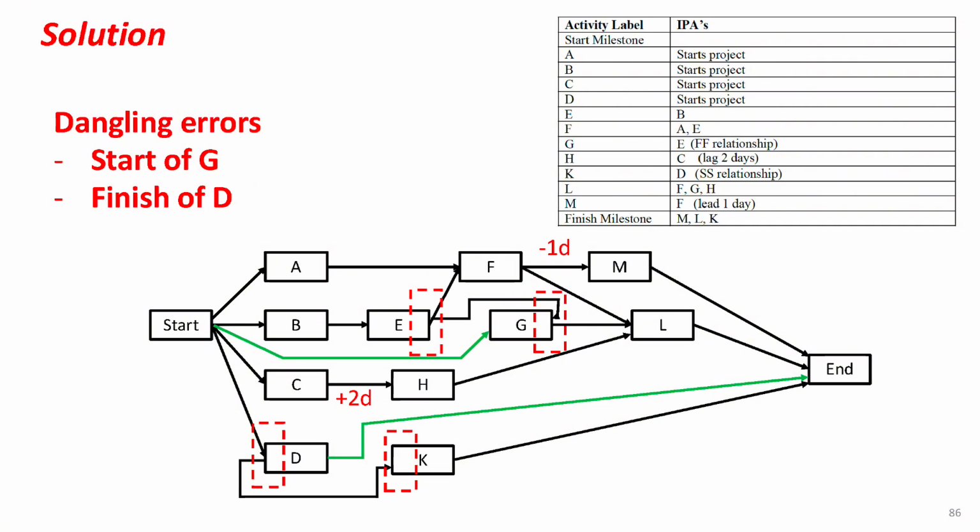Now, what happens if we don't fix this? If we do not add the link from D to the finish milestone, and if the duration of D is very long, the finish of D might occur after the project's finish milestone, which doesn't make sense since the finish milestone should only be reached once all activities are completed. Alright, this is the final precedence diagram for the given project. When doing your homework, make sure to check for all the dangling errors.